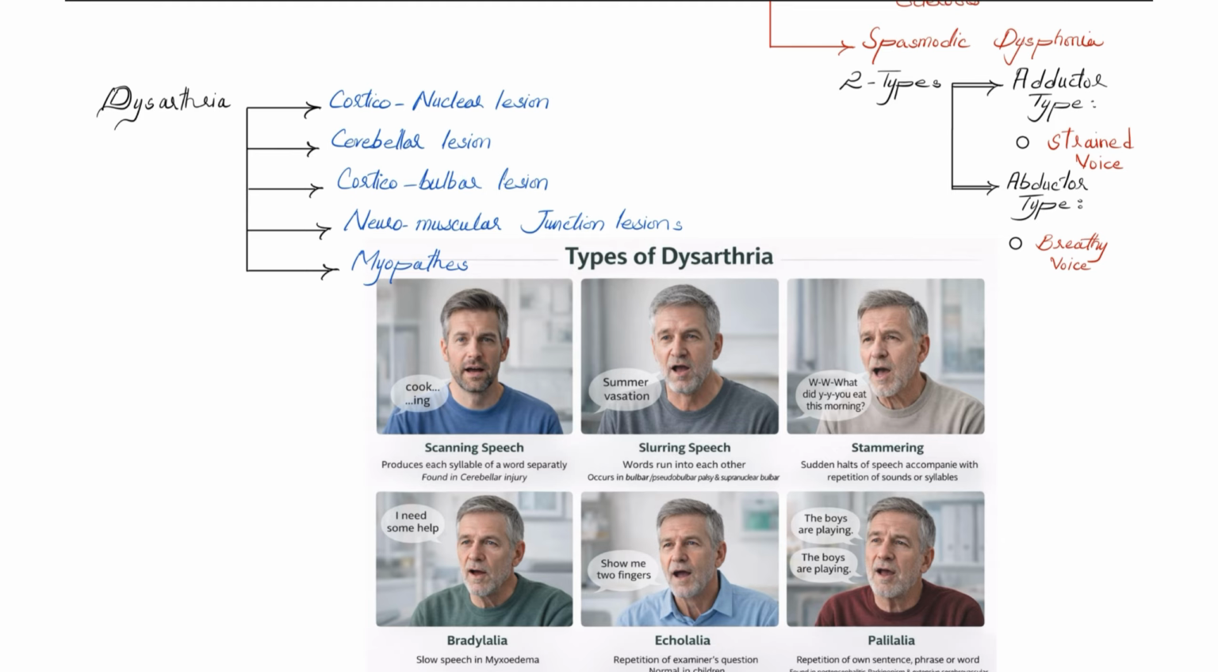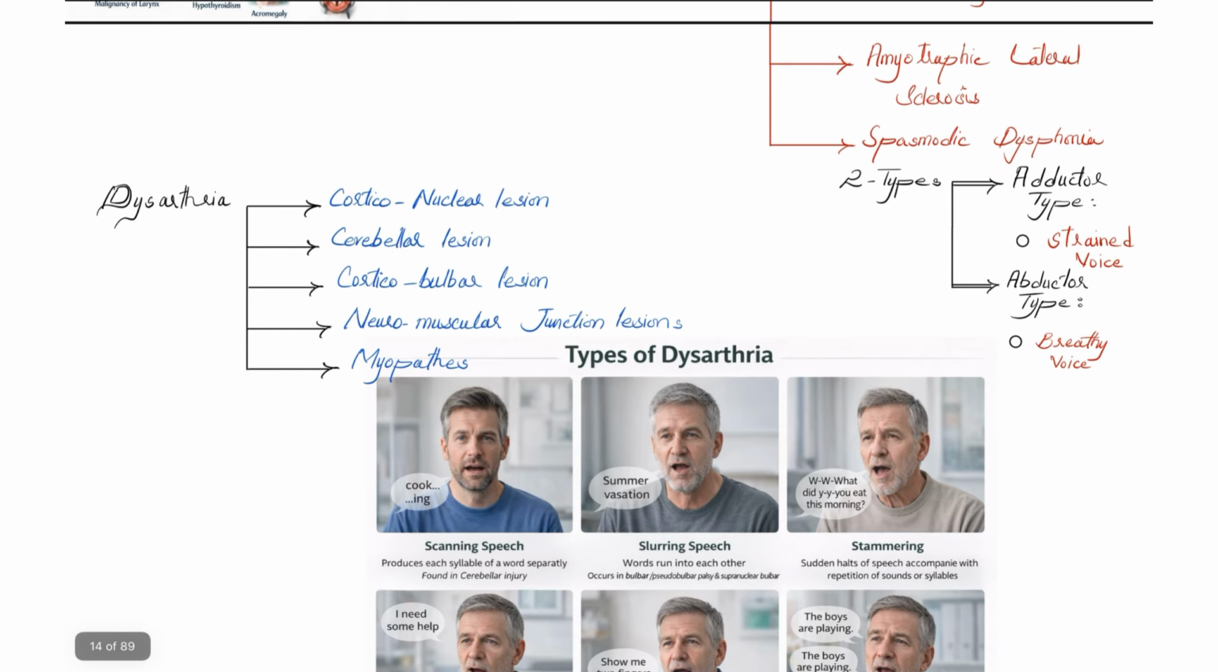So dysphonia can also be caused by spasm of the adductor or abductor muscles of vocal cords. If there is a spasm of adductor muscle, then the patient will have strained voice because the vocal cords are completely closed. And if there is a spasm of abductor muscle, then vocal cords are completely open and the patient will have breathy voice. Now let's discuss the etiology of dysarthria.